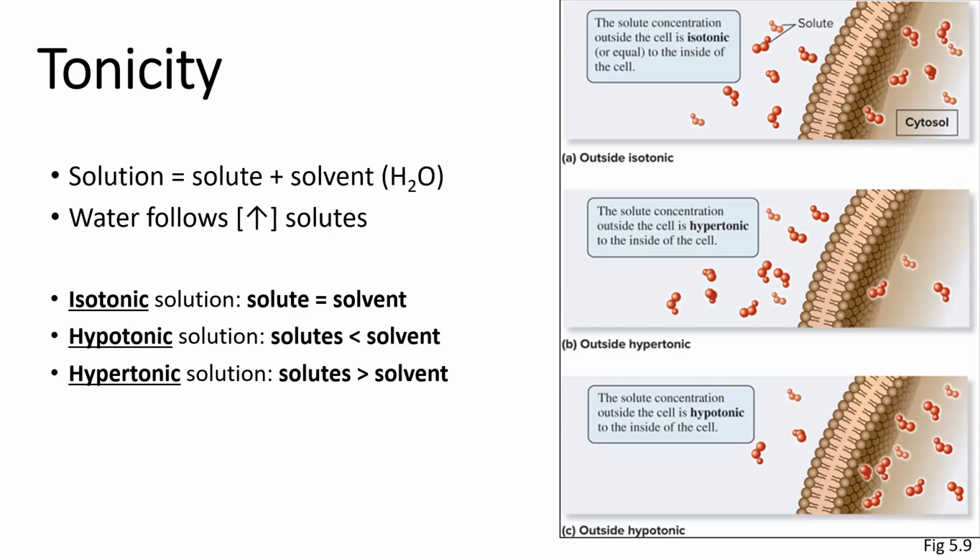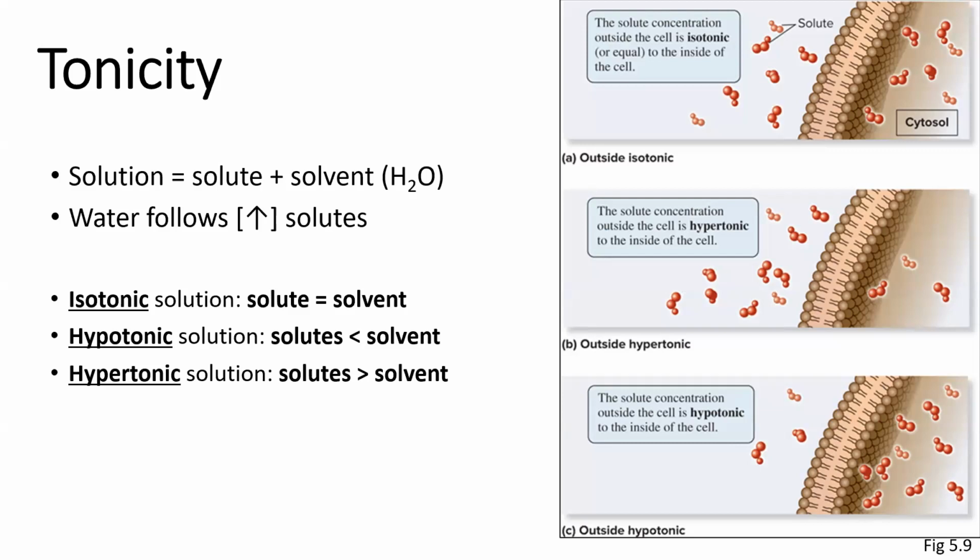We have three different scenarios that can occur with the movement of water. And this occurs in everything from a single-celled organism, such as a paramecium or an amoeba, or a bacteria such as E. coli or staph or strep, to you as a 100 trillion cell organism. So we have three different possible scenarios that can occur.